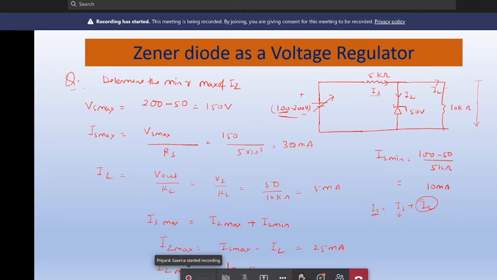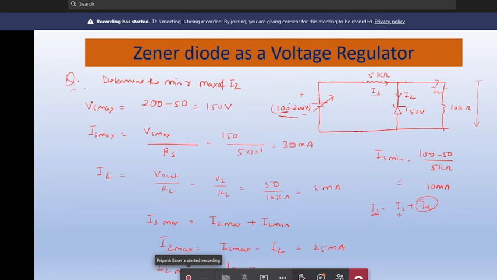IS, IL. IS will vary, right? Since the load is fixed, because there is no variation in the load, RL is not varying. So load current will remain fixed. Yes, IZ will have a minimum and maximum based on that, because IS will vary. There will be a maximum IS and a minimum IS based on the supply variation, right? So if that is changing, the IS is changing, obviously IS equals IZ plus IL. So this will also change because IL is constant, but IZ will vary from minimum to maximum. Is it not?